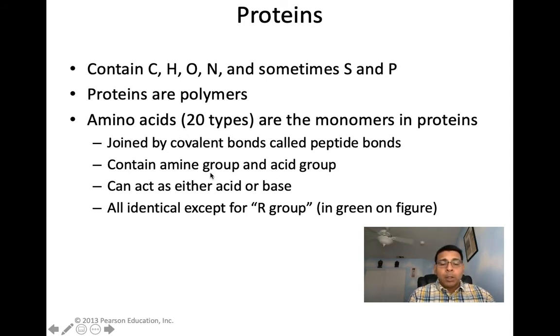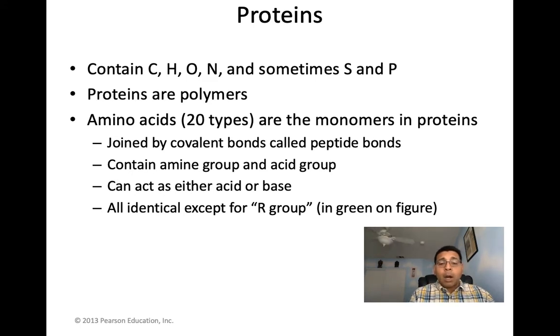The amine group is going to be NH2. The organic acid group is going to be COOH. So that's why I told you guys to remember those functional groups that we saw before. An amino acid can therefore act either as a base, which is a proton acceptor, or as an acid, a proton donor.